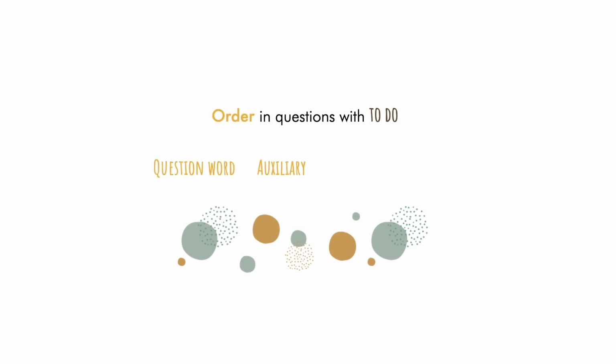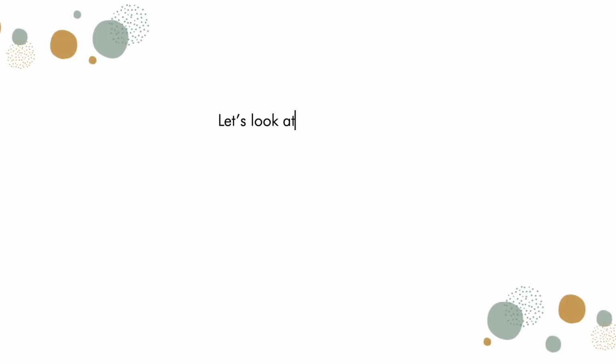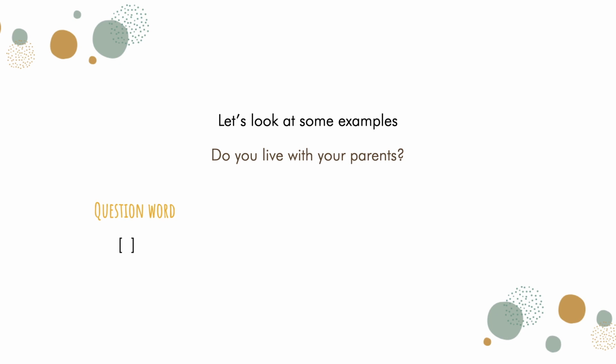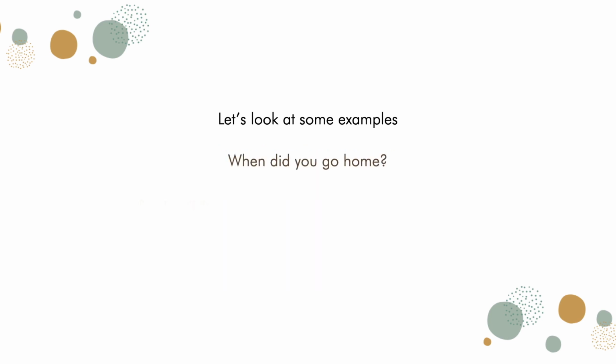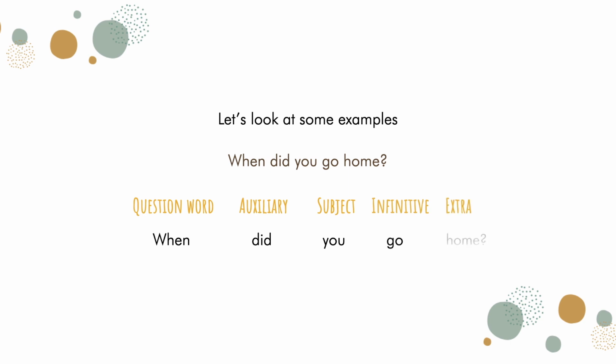To remember the order in the questions with to do, you can remember the beginning of each word like Q, A, S, I. Now let's look at some examples. Do you live with your parents? Question word, none. Auxiliary, do. Subject, you. Infinitive, live. Extra, with your parents. When did you go home? Question word, when. Auxiliary, did. Subject, you. Infinitive, go. Extra, home.